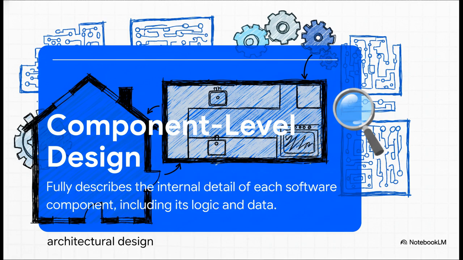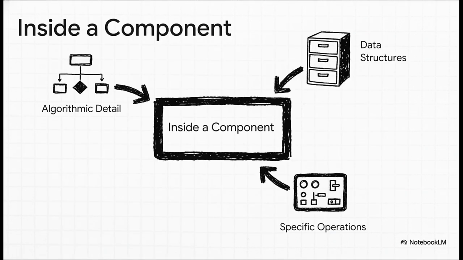So if the architecture was the floor plan of the whole house, component design is like the super detailed drawing of just the kitchen, showing exactly where the sink goes, how the cabinets are built, and where the wiring for the oven needs to be. So this is where things get a little more technical, but it's still in a really focused, manageable way.